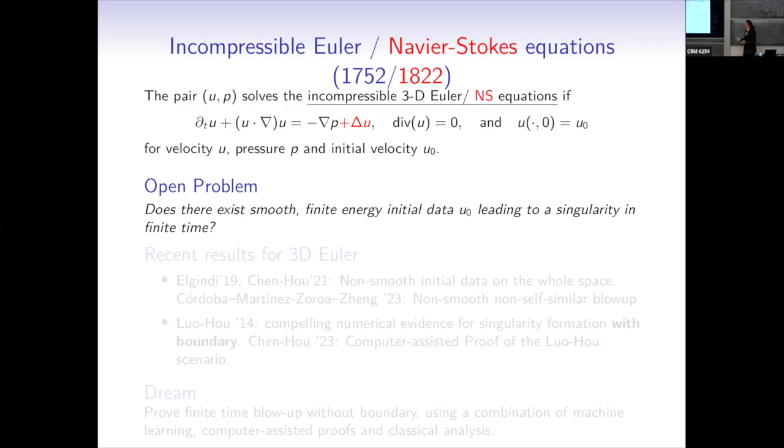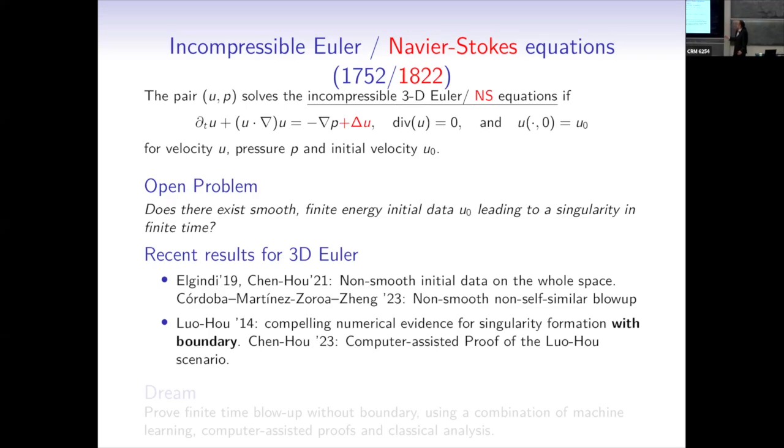Let me also highlight that there has been a lot of activity in the last few years. There are a bunch of papers going in that direction, not fully resolving the open question as it is stated, but nonetheless making substantial progress. First of all, the answer to the question seems to be yes. At least that's what the majority of the community believes right now, that you can possibly find smooth initial data that at time, let's say, one will blow up, and at time zero are nice and tame.